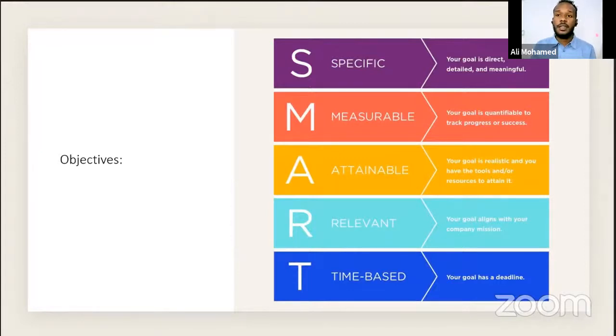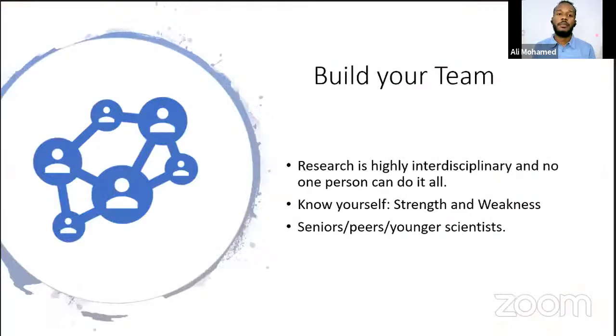After you develop your plan, you need to build your team because research is highly interdisciplinary and no one person can do it all perfectly. So start by yourself. Know what your strengths and weaknesses are, what you can do and what you cannot do. Then ask your seniors, peers, and younger scientists to join your team. Seniors will provide you with their valuable experience. Peers are essential for ideas, critical review, teaching you techniques that you don't know, and suggesting funding sources.